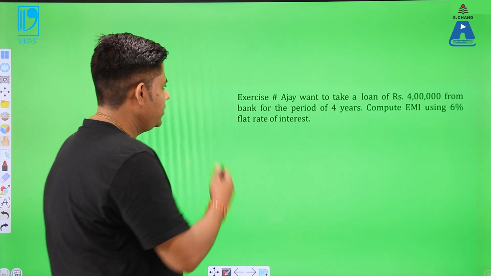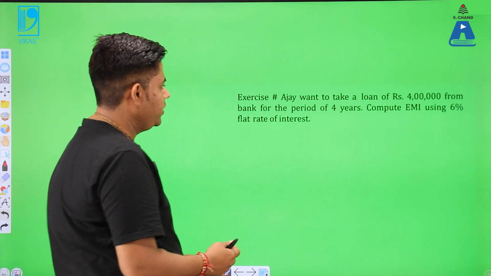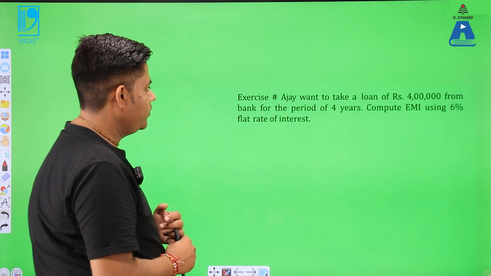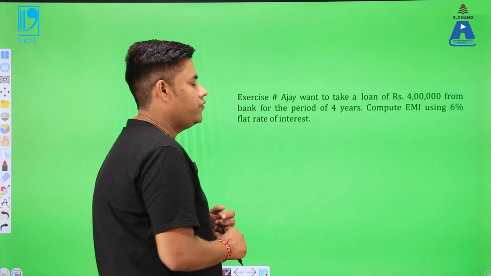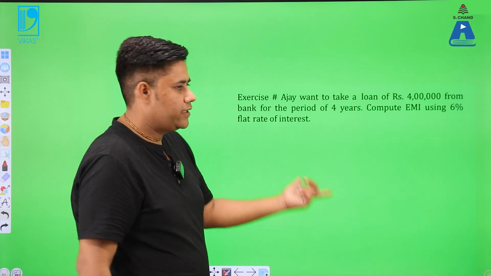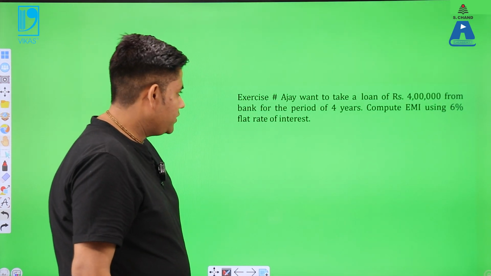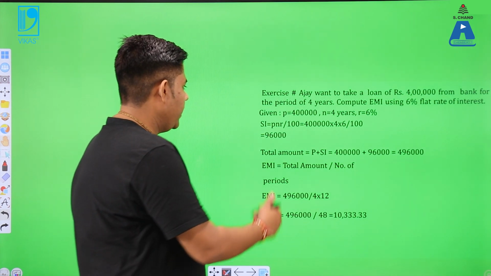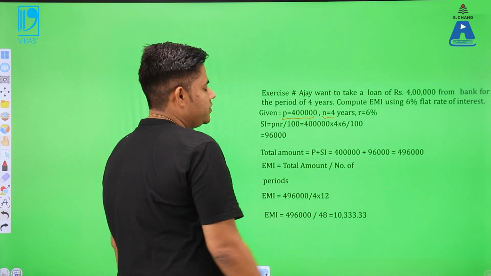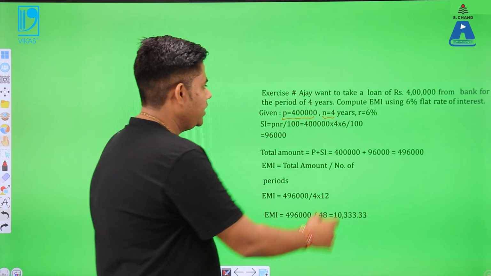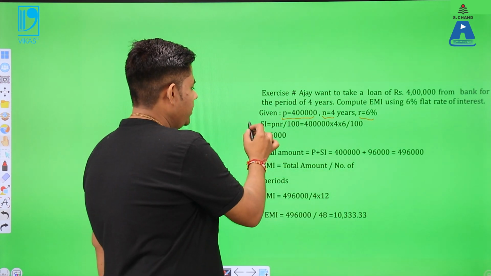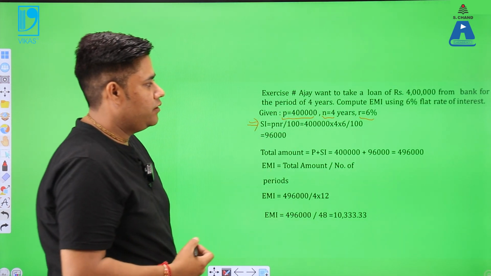Now another similar question: you have an amount of 4 lakh to be taken from the bank for a period of 4 years, and you need to find out the EMI using 6% FRR, which is the flat rate of interest. So if I have this flat rate of interest, what happens? I need to find out the principal. I have this principal value, the number of years, 4 years, and the rate of interest. Flat rate of interest means you have to use the simple interest calculation in terms of calculating the EMIs.